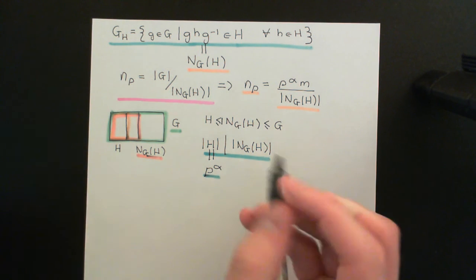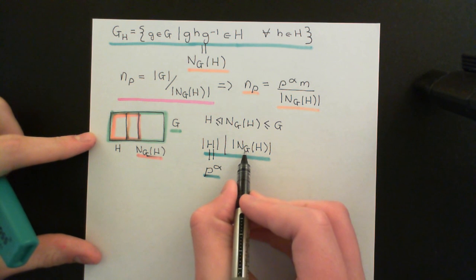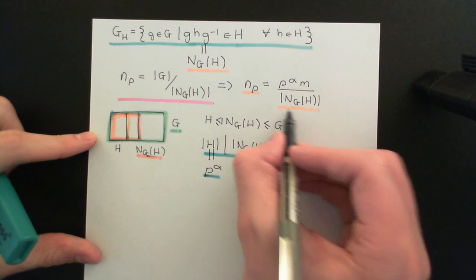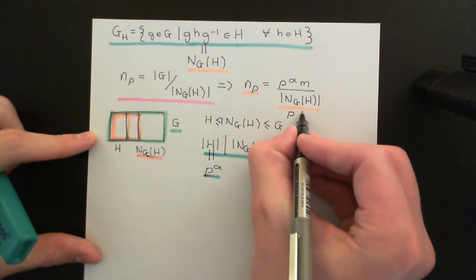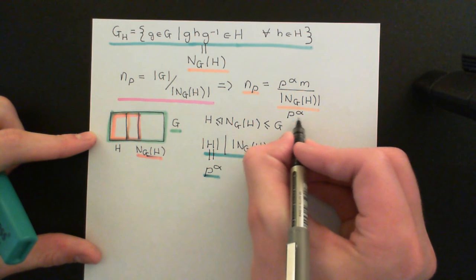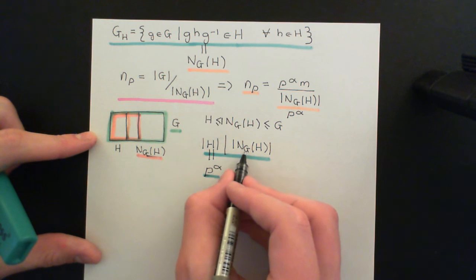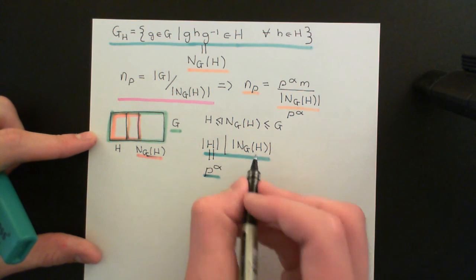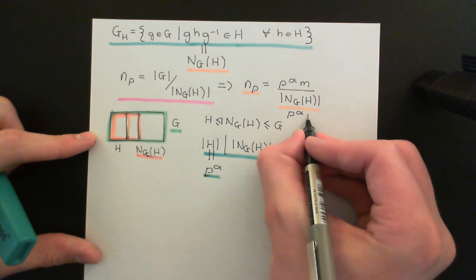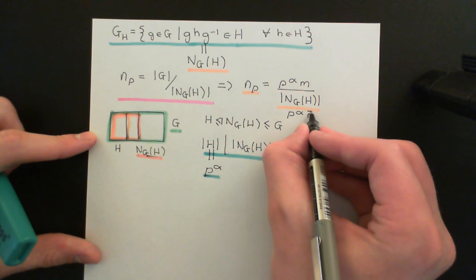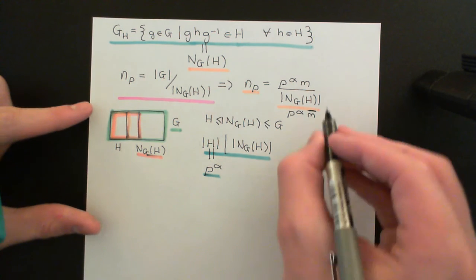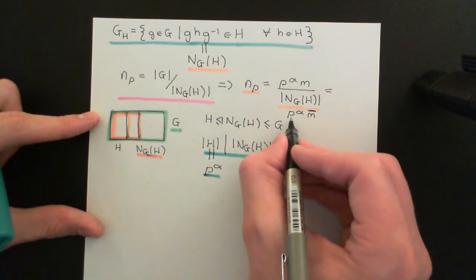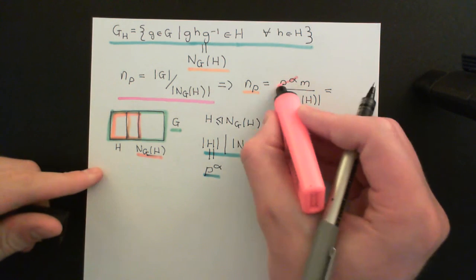So that means that the order of the normalizer of H in G must be a multiple of p to the power of alpha, i.e. this portion here must contain the p to the power of alpha completely. Otherwise it will contradict capital H being a subgroup of this, because capital H's order wouldn't divide the order of the normalizer of H in G. So the order of the normalizer of H in G will be p to the power of alpha times some m bar. Okay, so that means that the p to the power of alpha here will cancel with the p to the alpha here. So I'll get rid of them now.